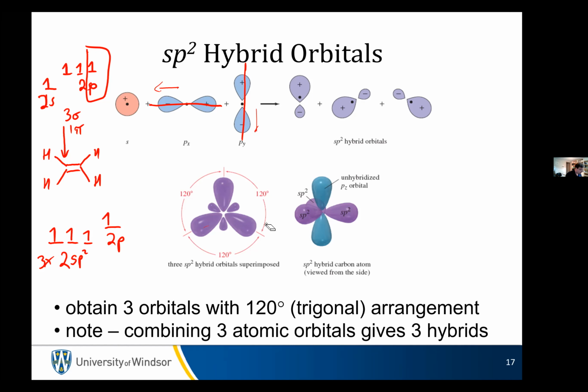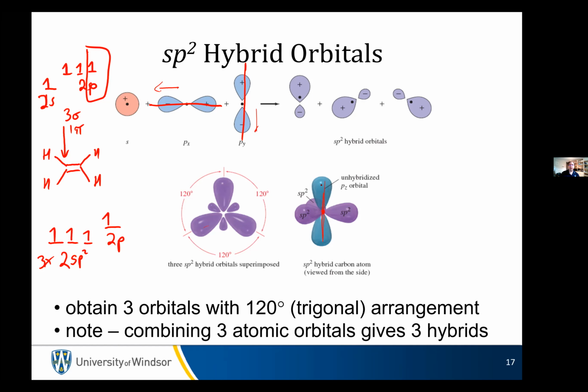Now, what happens to that p orbital? We didn't show this with the sp because it's just a little bit too messy, but it adopts the only space left to it, which is perpendicular to that plane formed by the 3 sp2s, because it can get as far away from those as possible.